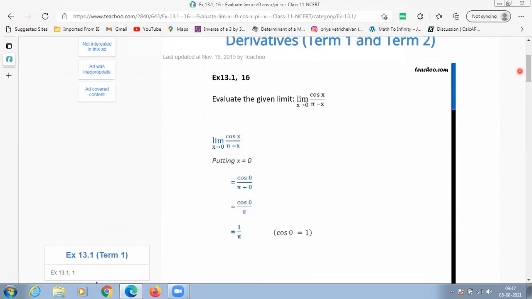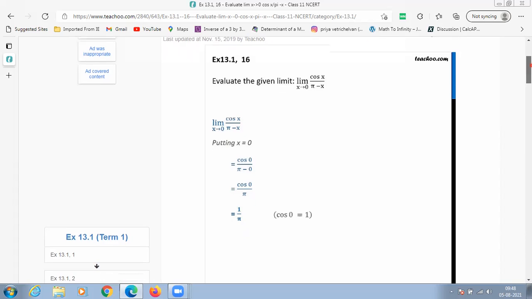So evaluate the limit x approaches 0 cos x upon pi minus x. First, you just have to make the normal substitution. If you substitute, you'll be getting cos 0 upon pi minus 0. And you know the value of cos 0 already, right? Cos 0 degree is 1. So substitute cos 0 as 1 and write the pi in the denominator as it is. So the result is 1 upon pi. That's it. Understood?